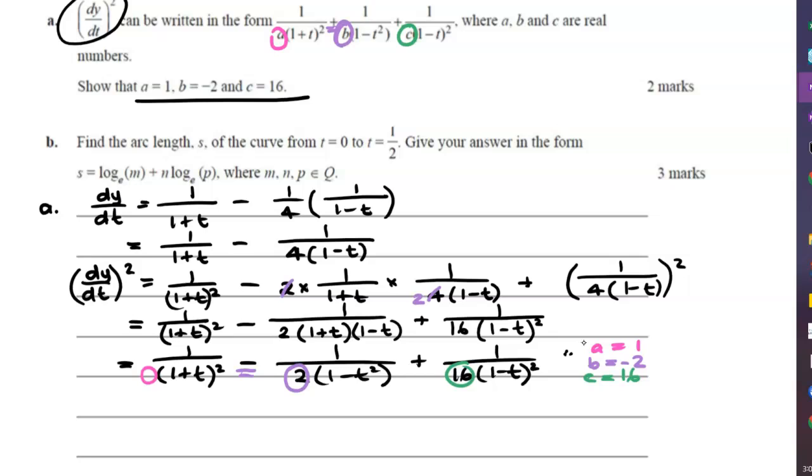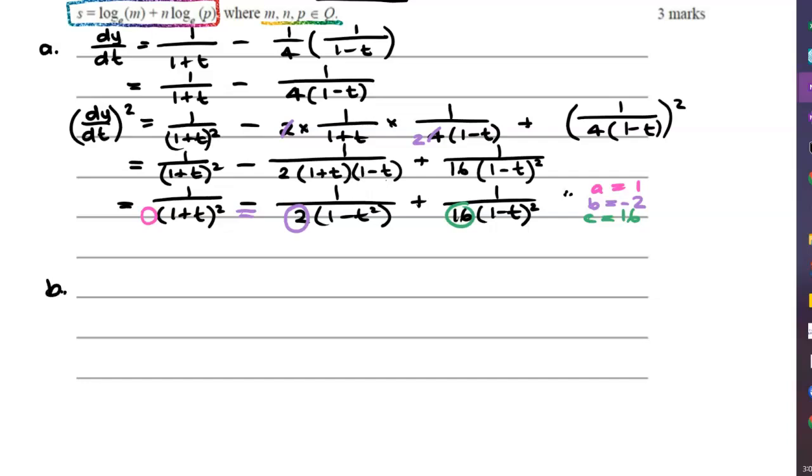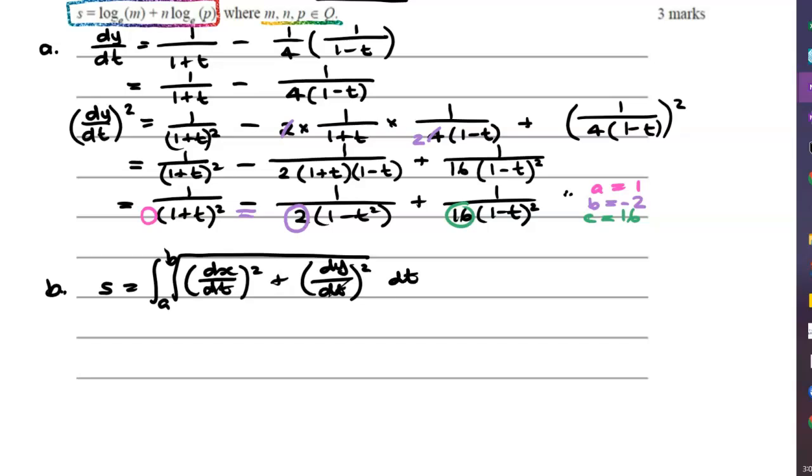Okay, let's get into part B where we're actually finding the arc length, which here they've called S, of the curve from t equals 0 to t equals a half here. And we want to give our answer in a particular form, so that's going to be something that we're going to have to refer back to. M, N, and P are all rational numbers. We've already got dy/dt, because you'll notice I've normally done L, but they've asked us to do S. Either is fine. So we're going from a to b. We're interested in the integral of the square root of (dx/dt) all squared plus (dy/dt) all squared, and we're doing that with respect to dt.